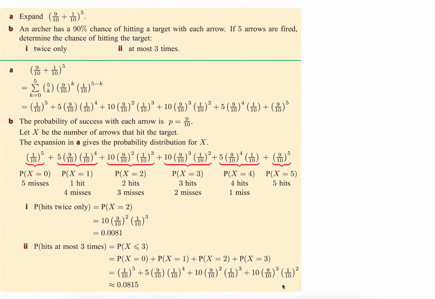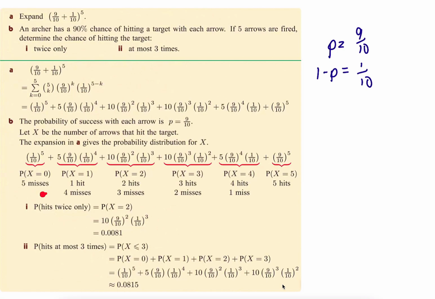Okay, let's not look at that expansion as being the expansion of a binomial. Let's think about what's actually happened. In part B, all the bits that are underlined in red are the important parts. So we've got a probability of a success, P. P is equal to 9/10. 1 take P equals 1/10. So that's our probability of a success and a probability of a failure.